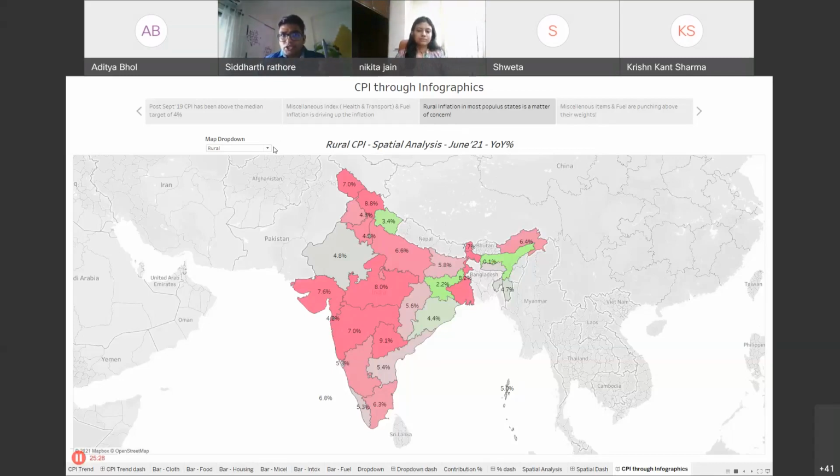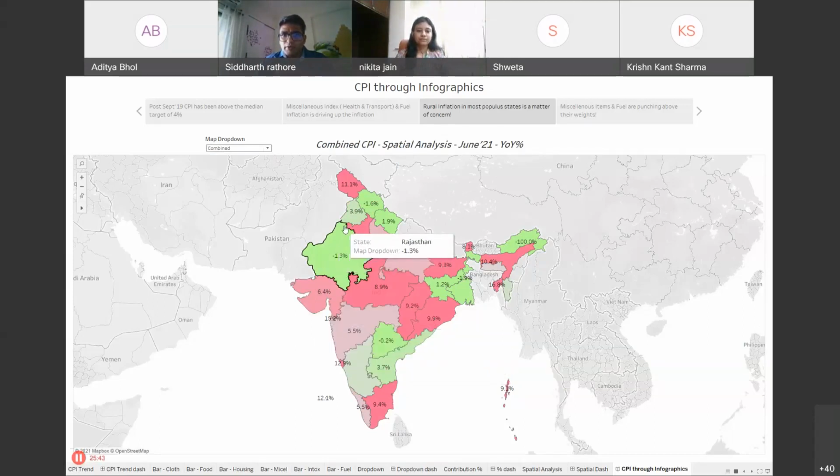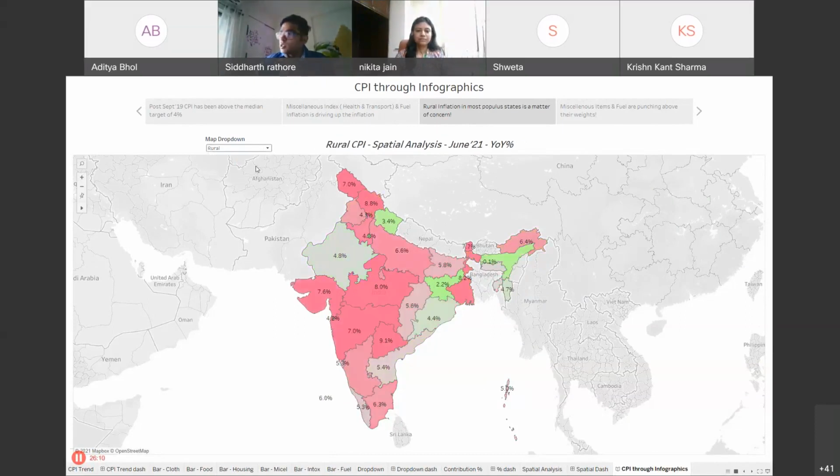And this analysis is a spatial analysis where we can see the combined figure. This is year on year, June 2021 on June 2020 inflation. We can see that there is quite a bit of green here, whereby green suggests that inflation is more or less under control, whereas red color shows that inflation in these particular states is surging ahead. Now, how this spatial analysis helps us is that we've understood from a lot of economists, and it's been in the news and in the print media as well, that this time around a major issue is with rural inflation.